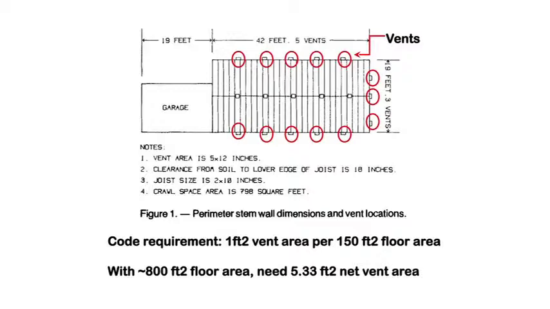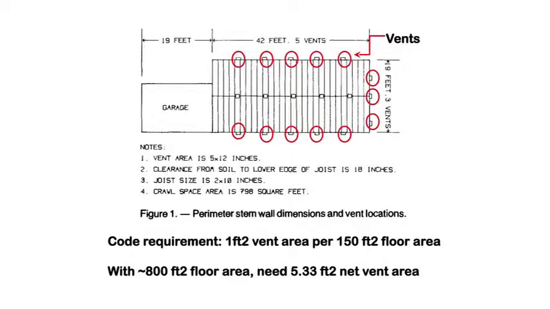And it had, every place there's a red circle, there was a vent. So there were vents on 3 of the 4 sides. Theoretically, you should have vents on every side so you can have cross ventilation, but there were vents on 3 sides. Each vent was a 5 inch by 12 inch opening.